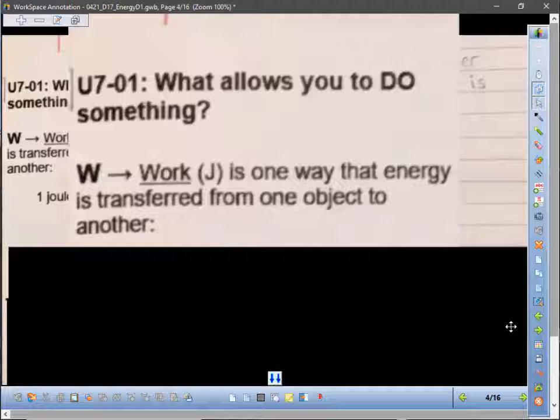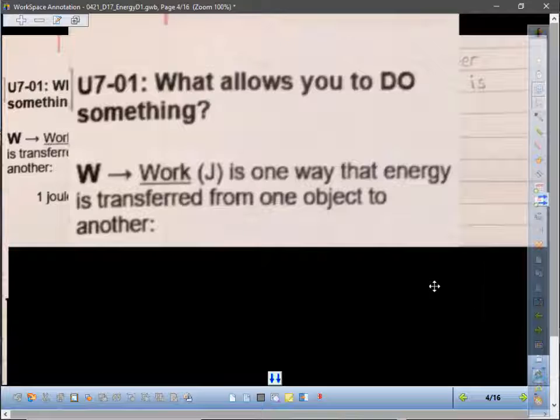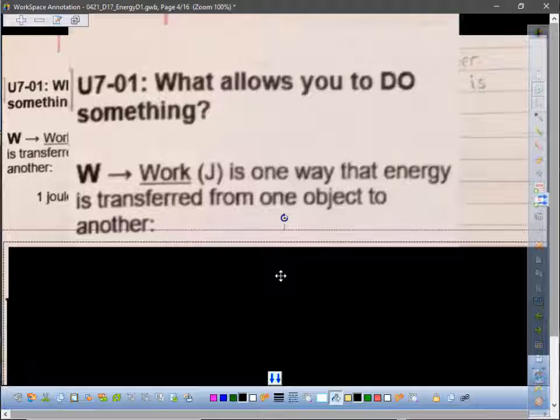So into our notes, what allows you to do something? Well, the short answer is energy. So work, capital W, measured in joules, capital J, is one way that energy is transferred from one object to another. That's what work is, when you transfer energy from one object to another. That's why we had 2 objects in each of our examples.